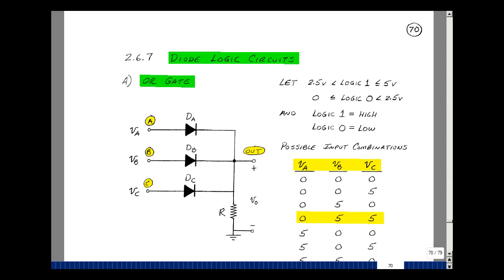This lesson deals with diode logic circuits. You can find these notes in the ECE302 ebook in Chapter 2 starting on page 70. Logic circuits have inputs that are two-leveled.